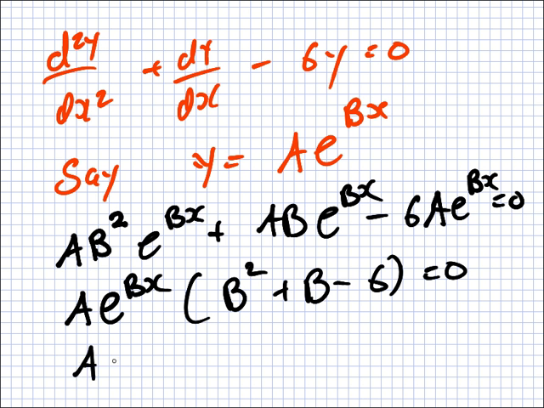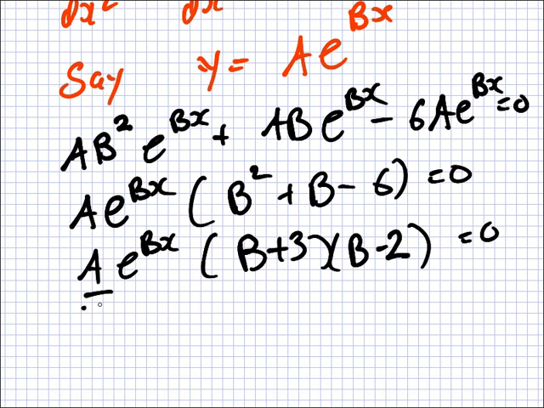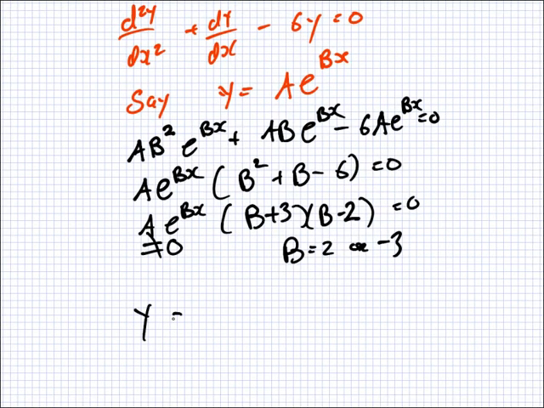So you have a e^(bx) times (b plus 3)(b minus 2). Now this can't be 0, because it's e. It's never 0. So b equals 2 or minus 3. So now what you have is y equals a1 e2x plus a2 e minus 3x.